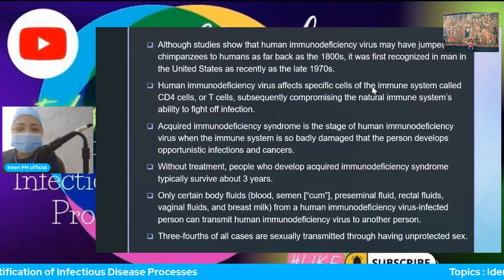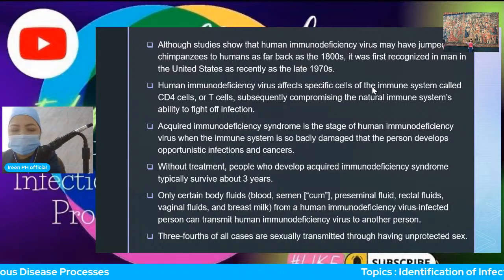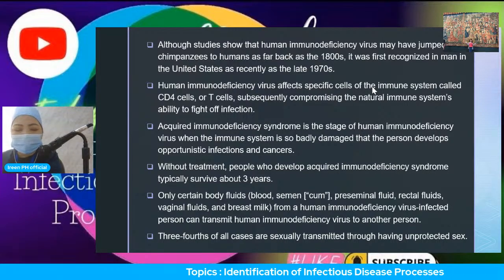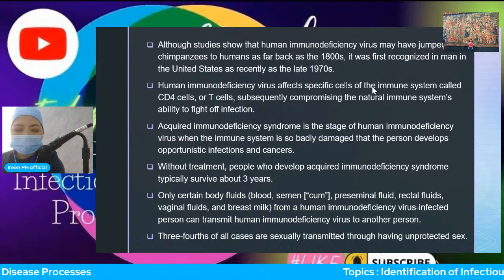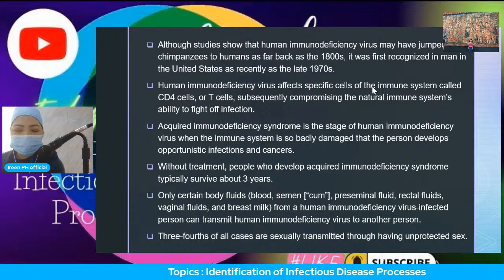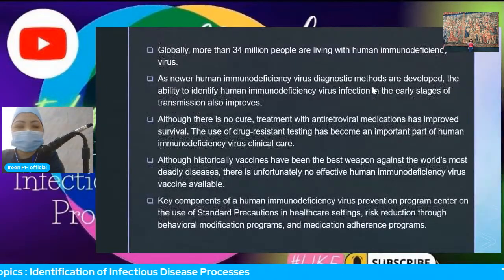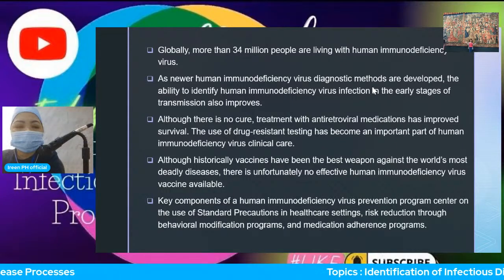Only certain body fluids, blood, semen, vaginal fluids, and breast milk from a human immunodeficiency virus infected person can transmit the virus to another person. Three to four of all cases are sexually transmitted through having unprotected sex. And globally, more than 34 million people are living with human immunodeficiency virus.